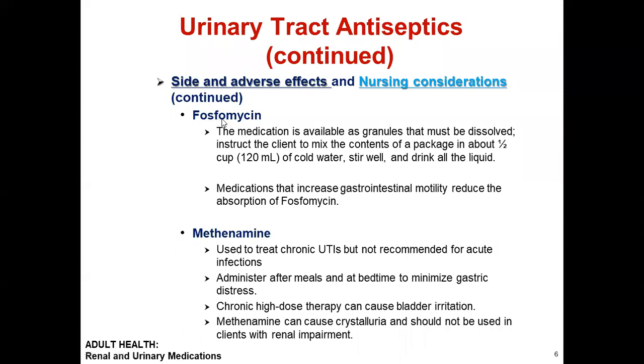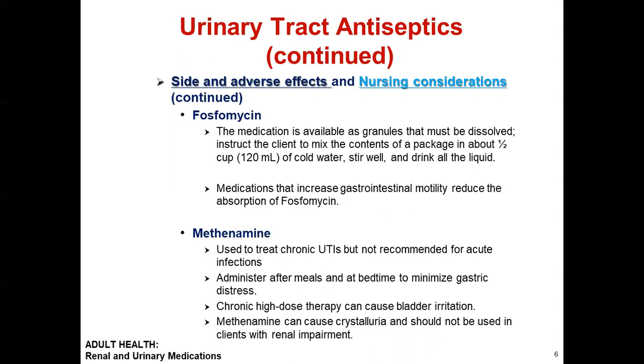For fosfomycin, the medication is available as granules that must be dissolved. Instruct the client to mix the contents of a package in about half a cup of cold water. Also, avoid medication that increases gastrointestinal motility, as it reduces the absorption of fosfomycin.